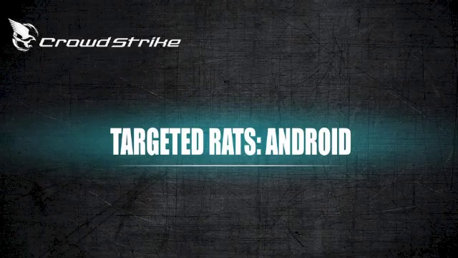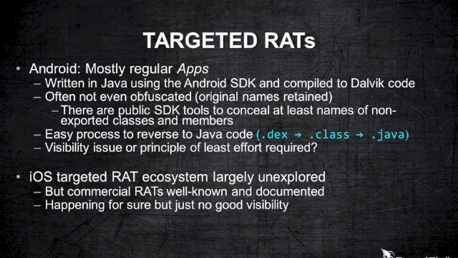And I want to start this off with looking at the Android malware that we saw in the wild, but maybe first compare this also a little bit to iOS. So what we see on Android is mostly regular applications or apps. So that means these applications are written in Java, and then using the Android SDK are compiled to a Dalvik app. And that means they can be decompiled to Java as well.